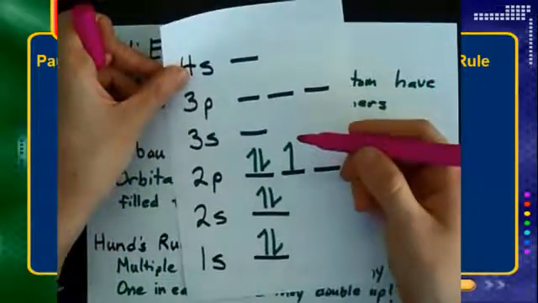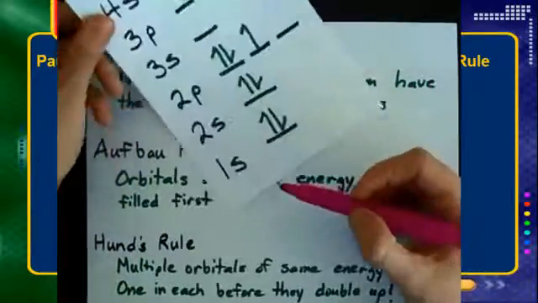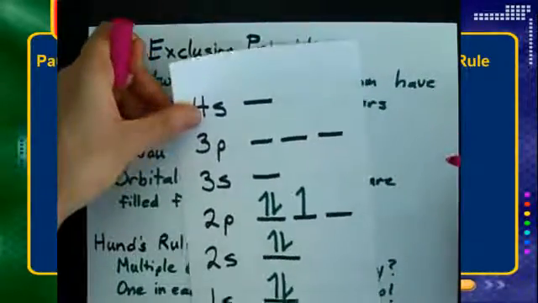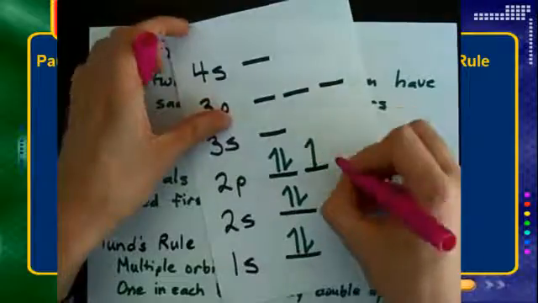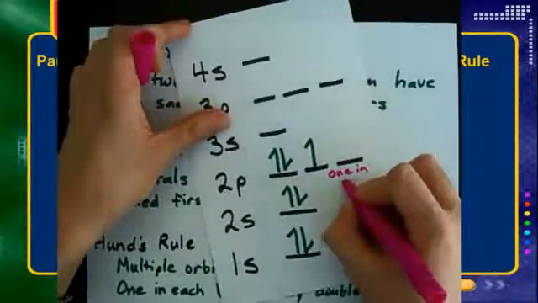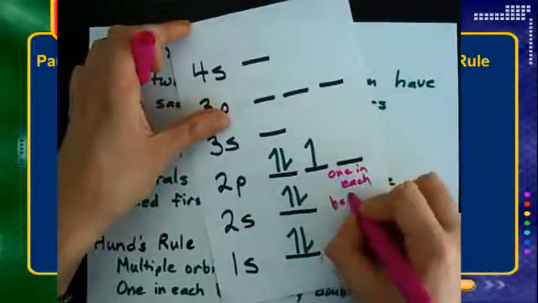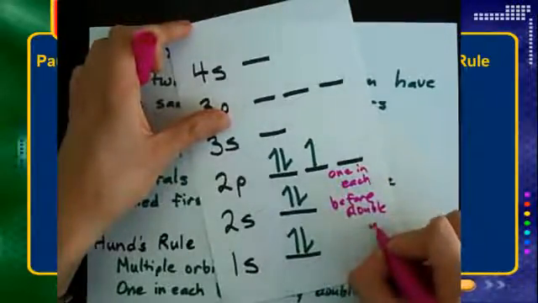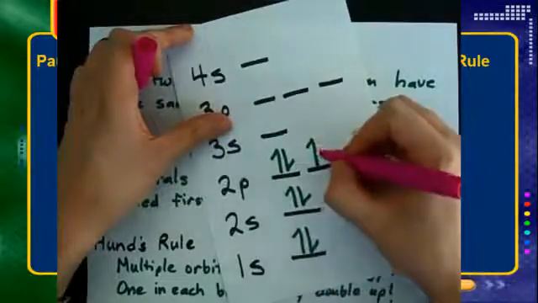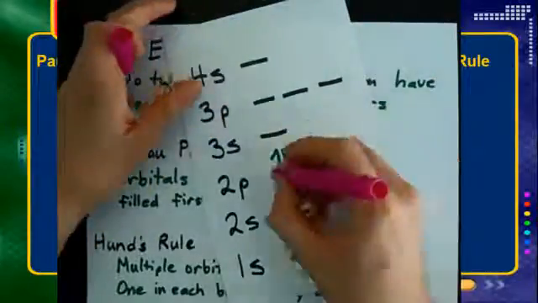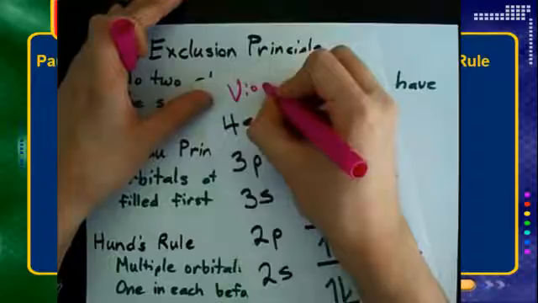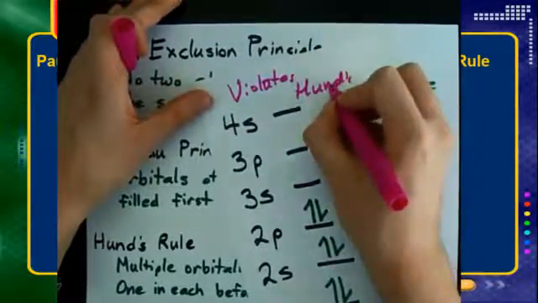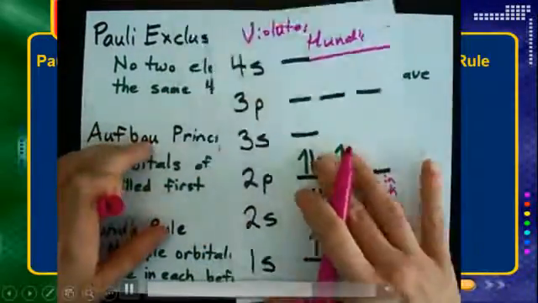What does this violate? Well, you can probably guess it violates Hund's Rule, because it's the only one I haven't done so far. But take a look. You need 1 in each of these P's before you double up. That's the key here. 1 and 2 here, 1 here is 0. No, spread them out. This violates Hund's Rule. You can't do that either.